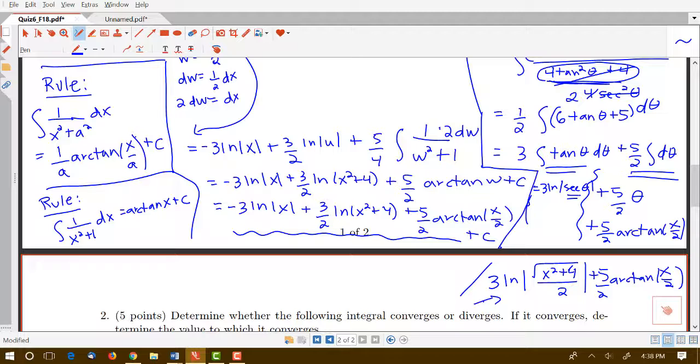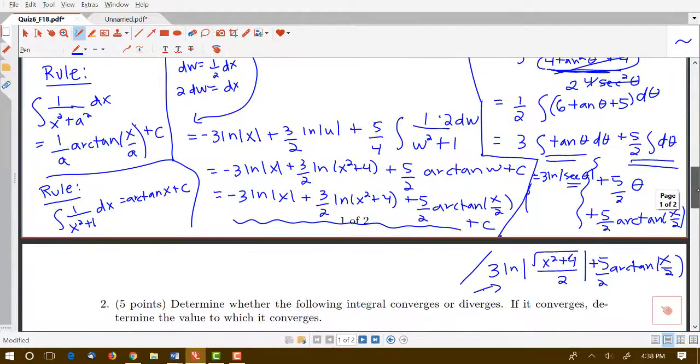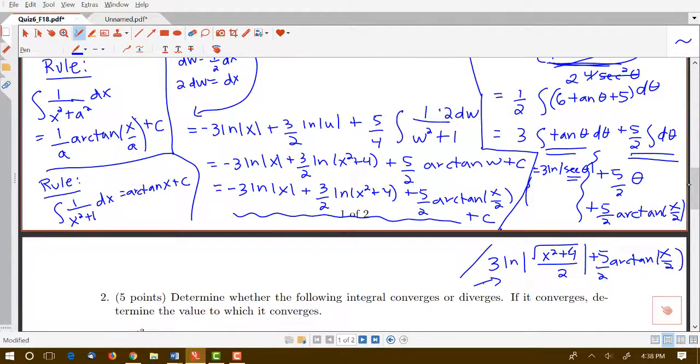That's what I just want to point out. But any of these methods would be fine. You just need to make sure you're comfortable with one of them. Okay, so let me know if you have any questions on that example.